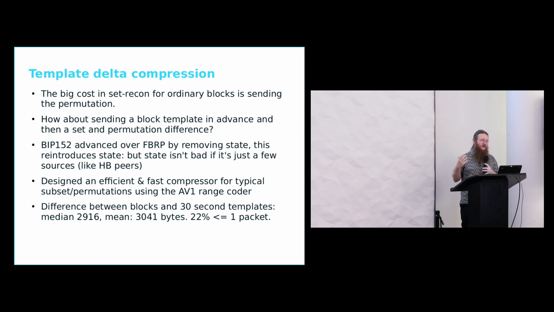So if you think back to this fast block relay protocol, it was very efficient, but it required a lot of state. You had to remember all the transactions that the remote side sent. But with BIP 152, we eliminated all that state. We made a stateless protocol, so it was easy to have many peers. But what if you introduce a little state back in and say that for one or two or three peers, I'll remember a block template that they sent me, and then I can support differences with that.